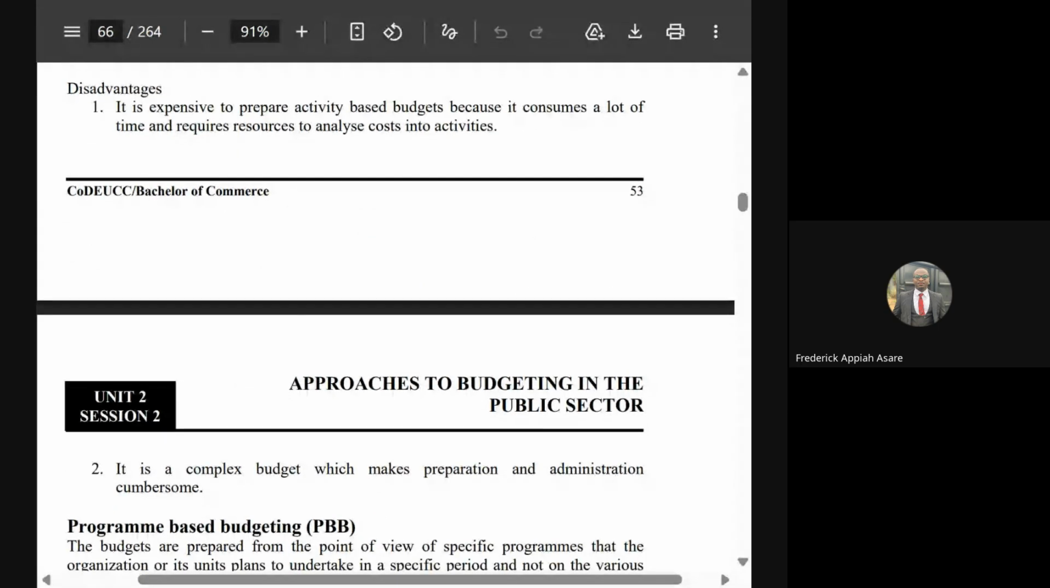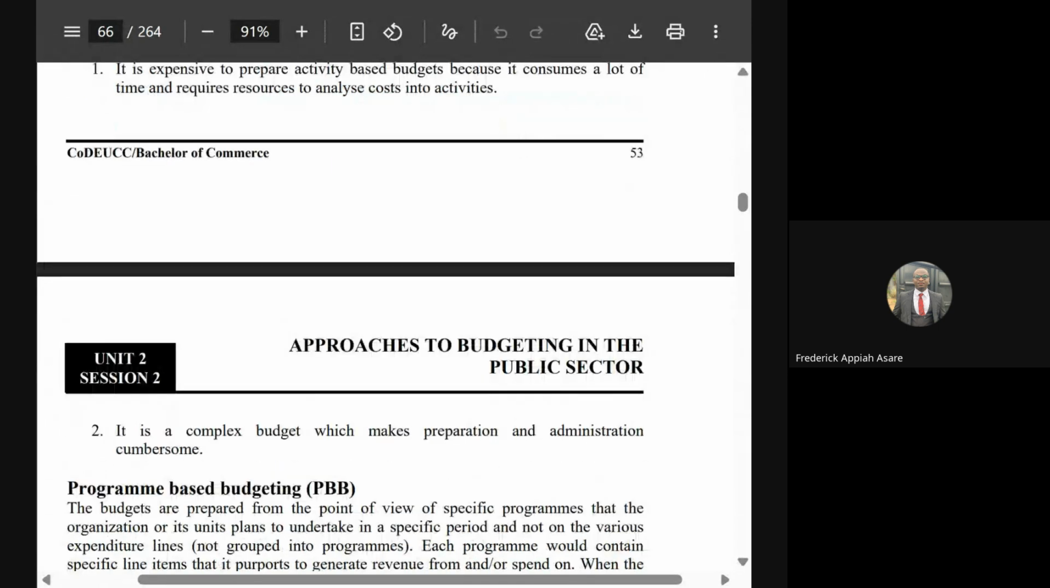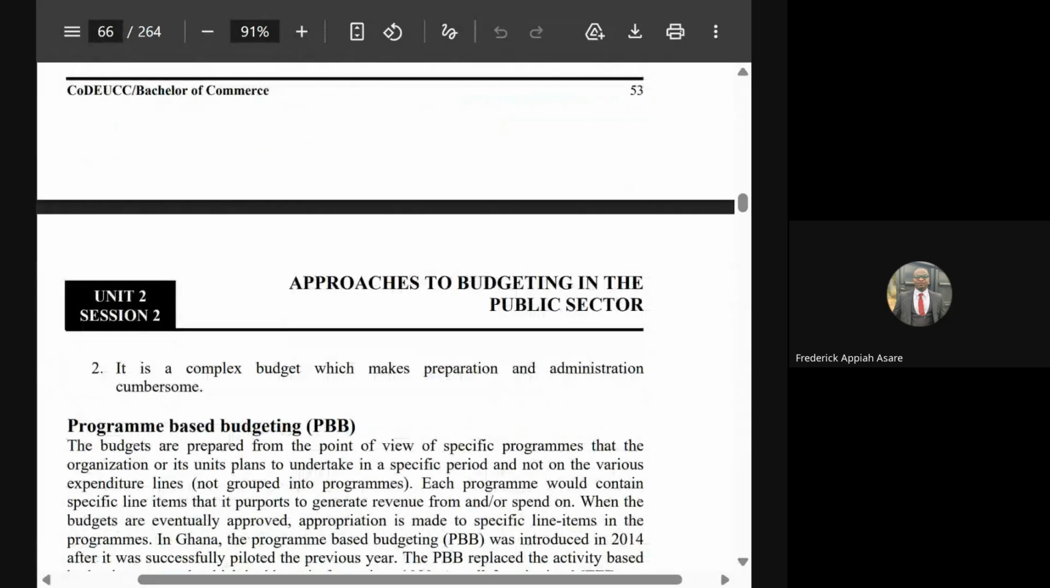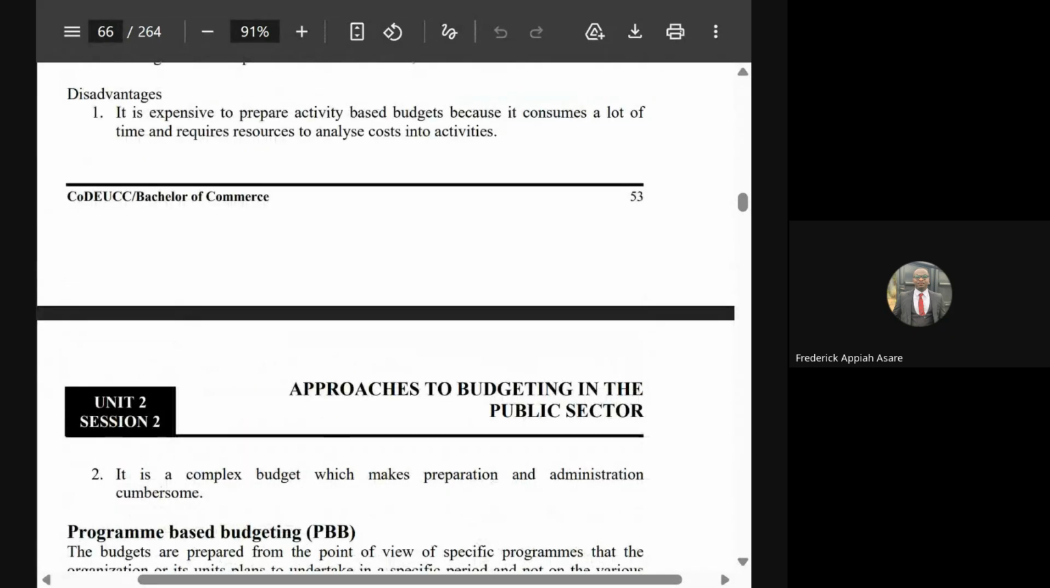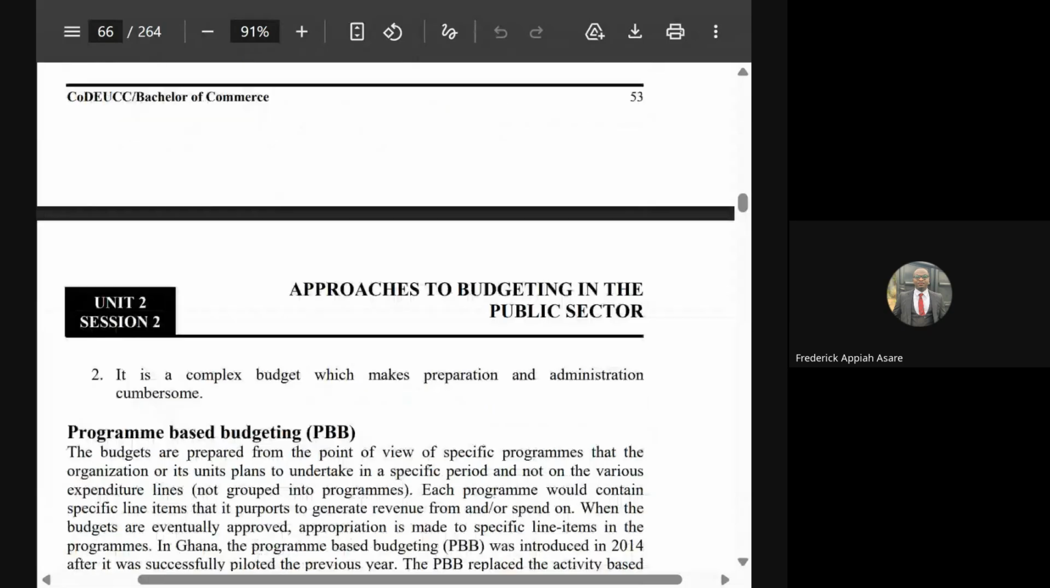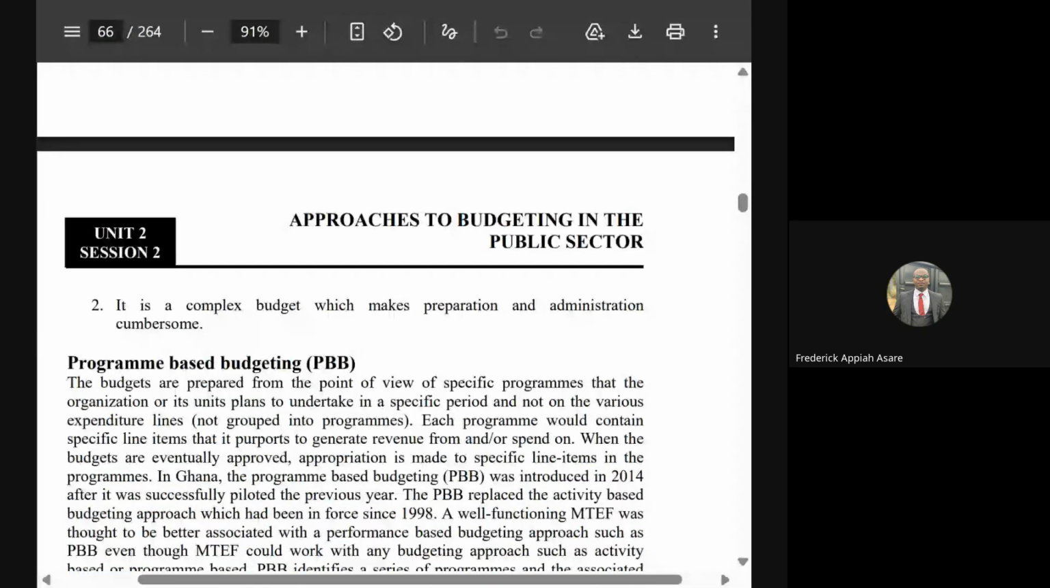It is expensive to prepare an activity-based budget because it consumes a lot of time and requires resources to analyze costs into activities. You need a lot of time because you have to take every activity and break it down before you can add it to the budget. It is a complex budget, which makes preparation and administration also difficult.